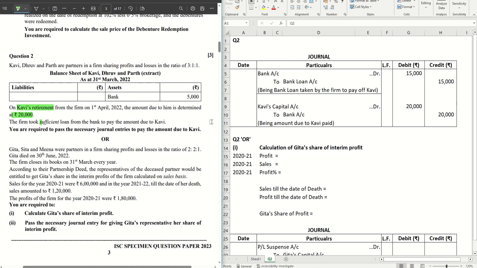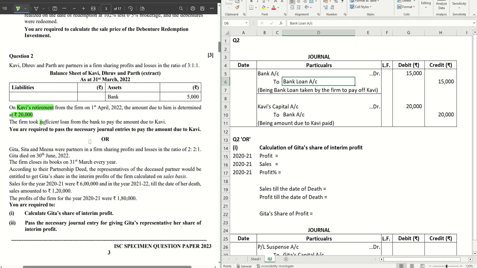For that, the amount has to be borrowed. The first journal in that case will be bank account debit to bank loan account 15,000. Okay, that is the amount that is to be borrowed. Then the amount which is due to Kavi to be paid off, for that the journal is Kavi's capital account debit to bank account 20,000 straight away, being the amount due to Kavi paid. Right, straightforward sum, nothing much. If you're able to do these two journals, your 3 marks are secured.